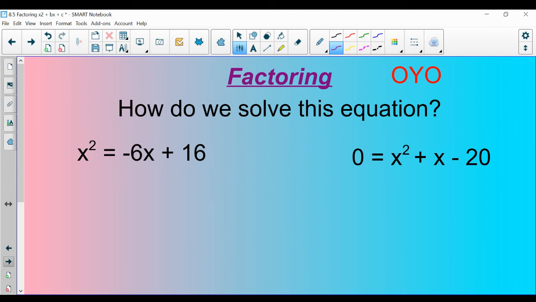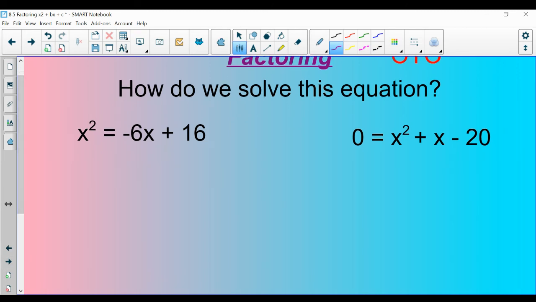Let's go ahead and try these. We have two different examples. Let's make sure we know what we're doing. Pause it here, and then push play, and I'll go over it.